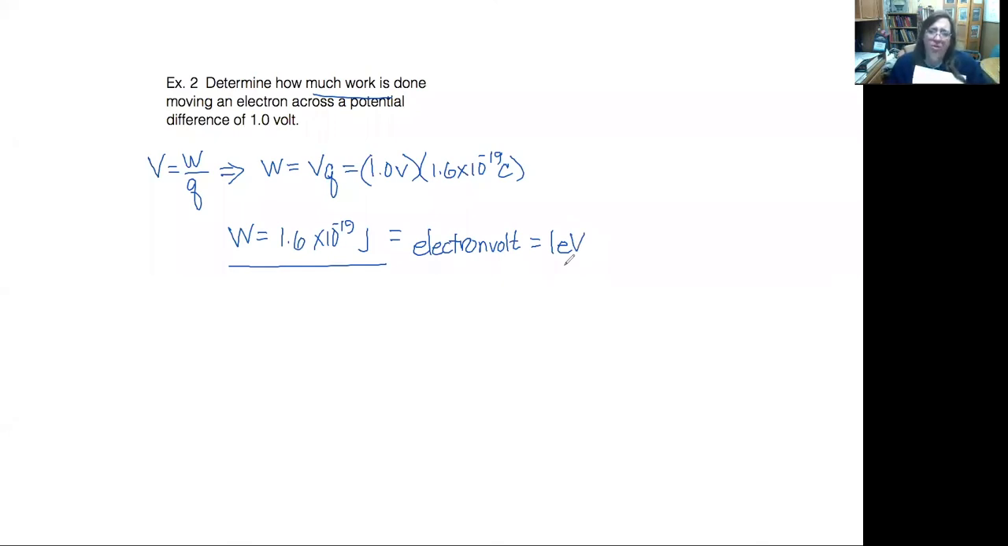So when we talk about things in atomic physics or nuclear physics, the energy levels will usually be expressed in electron volts. Now let's go back to looking at a parallel plate here. If we take an object or a charge and we move that charge from here all the way over to here, we've moved it some distance d.